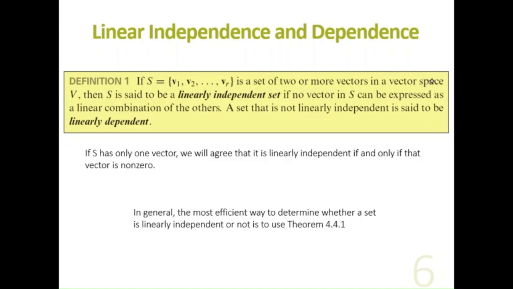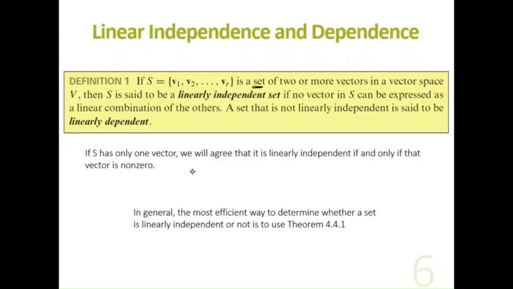However, I do want to draw your attention to the fact that S is just defined as a set here. It does not indicate that S itself is a subspace. So S is a set in vector space V, but it doesn't say if S is itself a subspace. It just says S is a set of 2 or more vectors. So there's at least 2 or more vectors. So these are things that you want to make sure that you clarify with yourself. So if S has only one vector, we will agree that it is linearly independent if and only if that vector is non-zero.